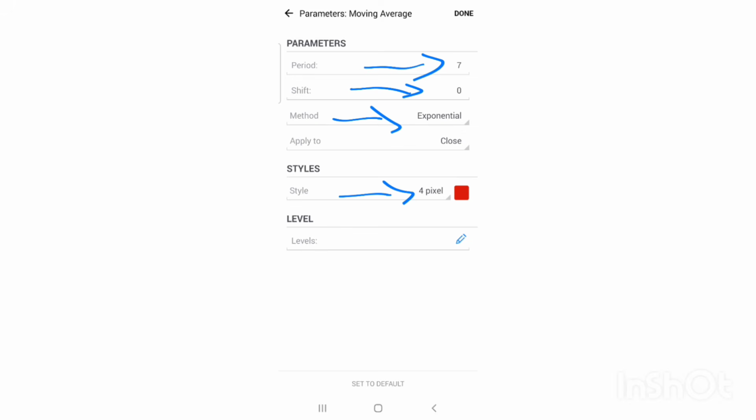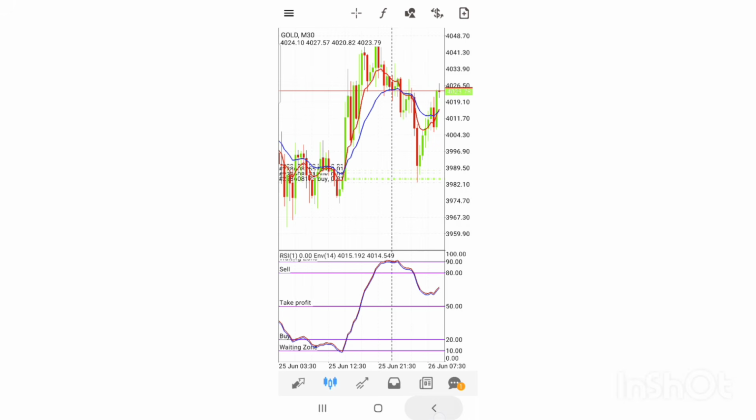As for color, I put red color, but you can put any color you want. Color does not matter, as long as you know this is my 7th EMA, which is our fastest moving average. If you know how to differentiate them, you are good. So you can put any color that you want on these moving averages. After you do that, you can click on done. Okay, so here we have the first EMA, the 7th, which is our fastest EMA.